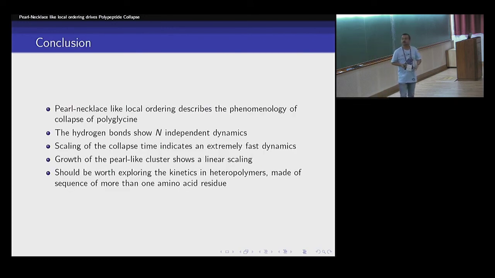So finally, to conclude, we observe again the pearl necklace-like ordering, which drives the polypeptide collapse, and we obtain the scaling of the collapse time, which is extremely fast in the polypeptide case, and the growth of the pearl-like clusters is linear in time. In future, instead of taking a homopolymer like polyglycine, one can construct a sequence of residues of many of the amino acids and try to understand more about the collapse of the protein along this direction.